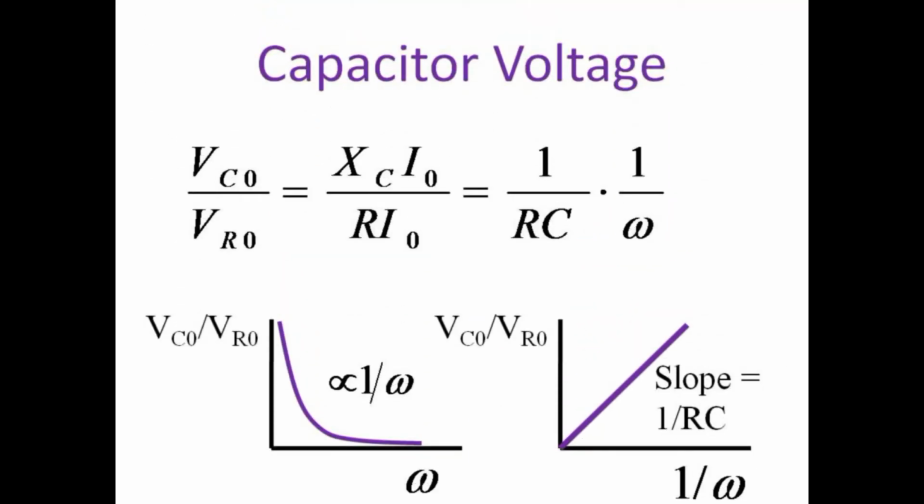In this lab, we don't measure the current directly, so we can judge the effect of the capacitor with frequency by dividing the capacitor voltage by the resistor voltage. This ratio is also expected to be inversely related to the frequency. We can linearize the result by plotting the ratio of Vc over Vr versus the inverse of frequency. The result should be a straight line with slope 1 over RC. Note that this is the inverse of the time constant for this capacitor-resistor combination.